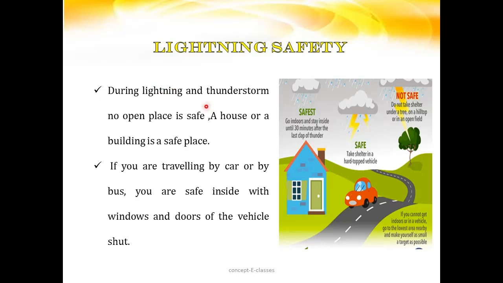Now during lightning and thunderstorm, no open place is safe. A house or a building is a safe place. So hearing a thunder is an alert to rush to a safer place. Now if you're traveling by a car or a bus, you're safe inside with the windows and doors of the vehicle shut. Now let's see some of the do's and don'ts during thunderstorm.